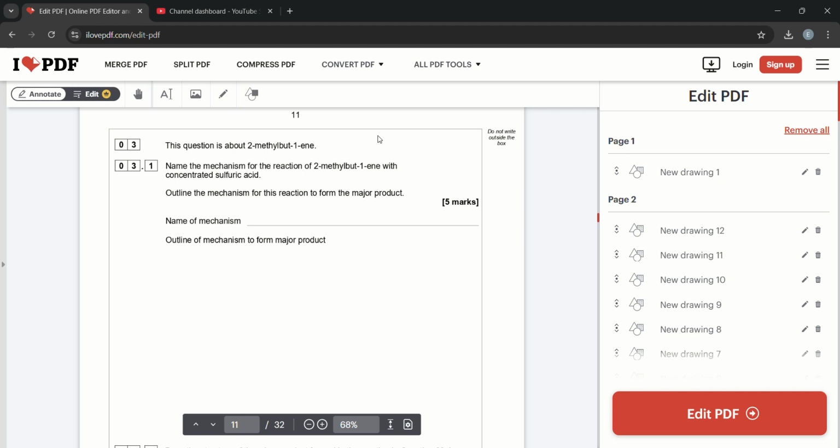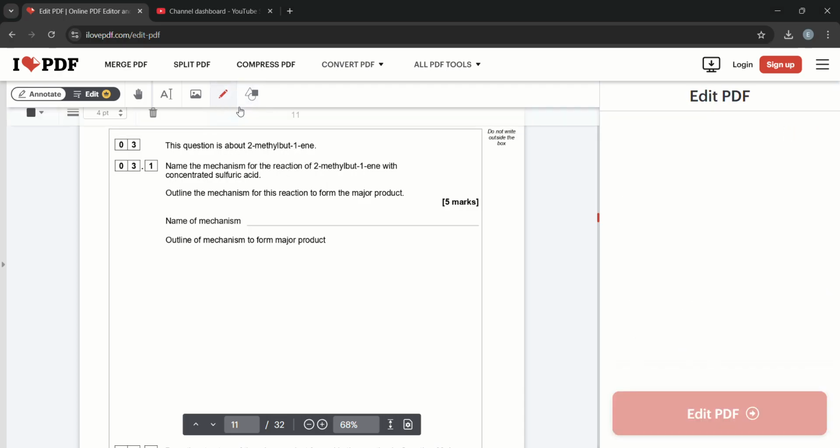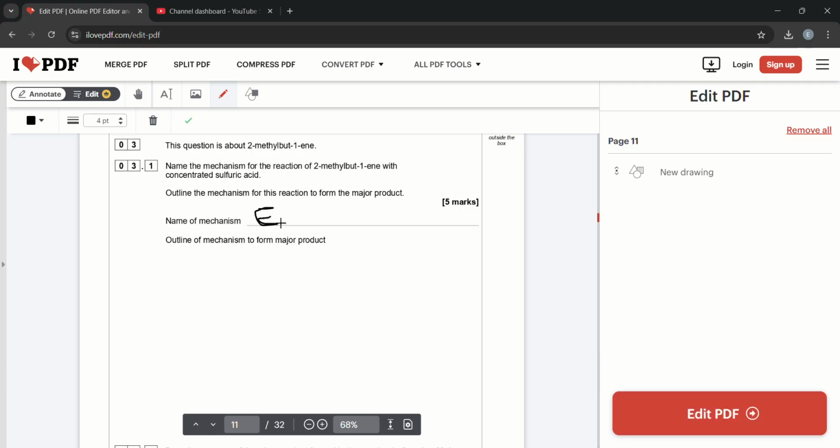Question 3. This question is about 2-methylbutene. Name the mechanism for the reaction of 2-methylbutene with concentrated sulfuric acid. It's actually going to be a very nice mechanism, from year 1. They just put a not so nice compound that reacts with it, so it trips you up. But it's actually electrophilic addition.